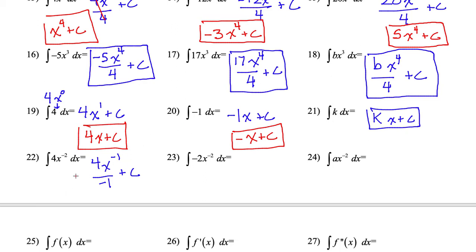I'll come over here on the left-hand side so I don't run into the next problem. That's really just, you can write it two ways. You can write it as negative 4x to the negative 1 plus c. Or you could write it as negative 4 over x plus c.